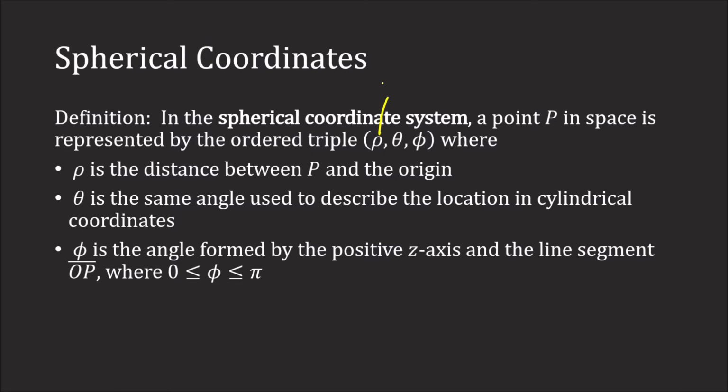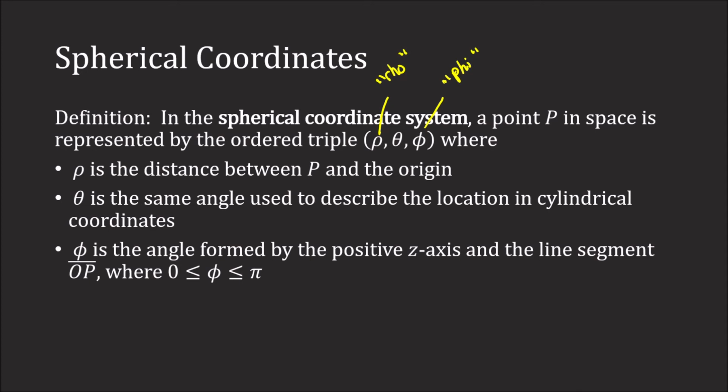Right, so this is the Greek letter rho. You already know that one. And this is the Greek letter phi, where rho is the distance between P and the origin. So you can think of rho like the radius of the sphere.